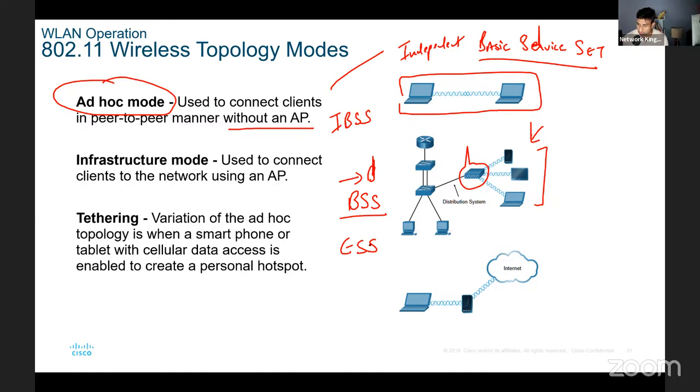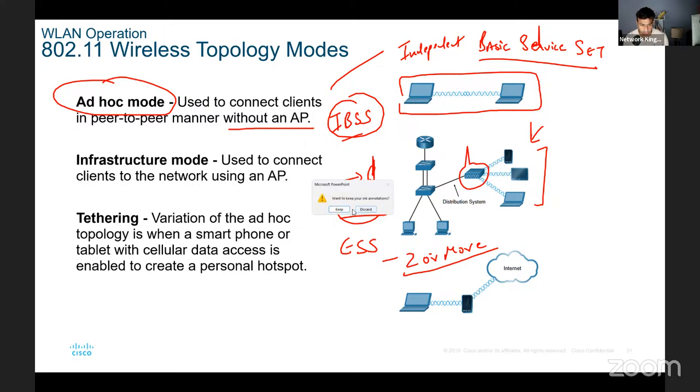Again, it can be asked in the exam. When two laptops are connected, is that IBSS, BSS or ESS? Tell me in the chat. When two laptops are connected, they are IBSS, BSS or ESS? IBSS, very good. So when two or more Wi-Fi access points are there, this is what we call ESS. And when we have only one access point, this is what we call BSS. This is terminology. So what do we say? IBSS, BSS, ESS. Let me show you.